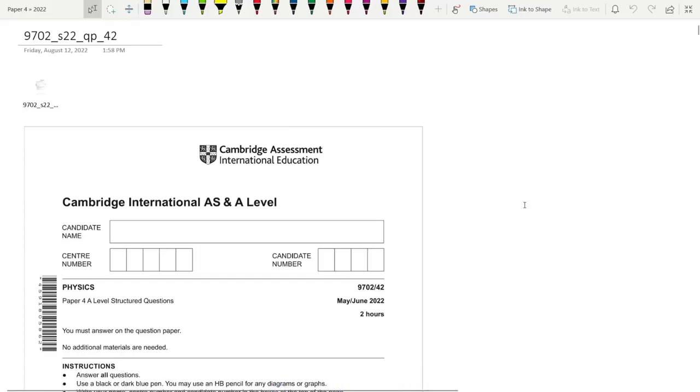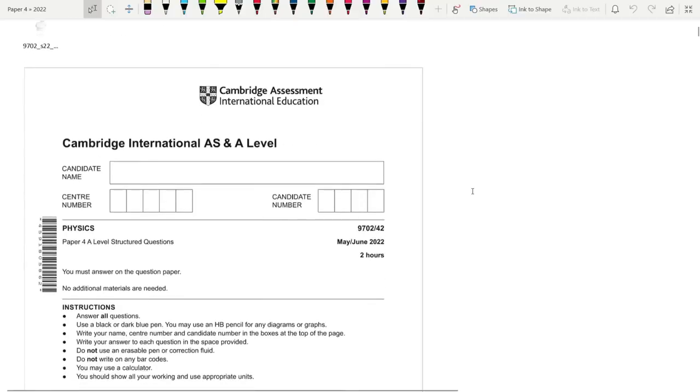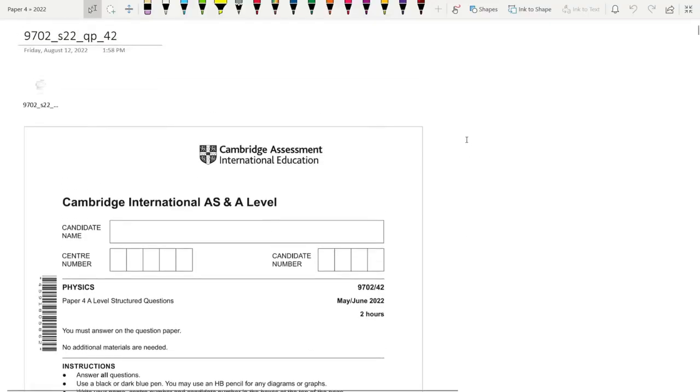So there have been a lot of requests for this paper. So I'm solving May-June 2022 9702 variant 42 today. This is A-level physics, A2 physics. So I did paper 4.1 or 4.3, the previous video, and I plan to do chemistry after this, chemistry paper 4, alright? Followed by paper 5, sooner or later.